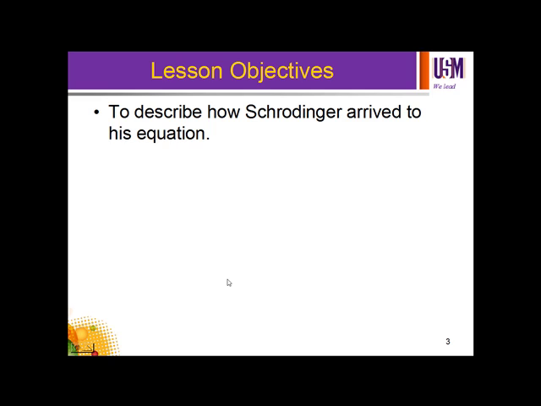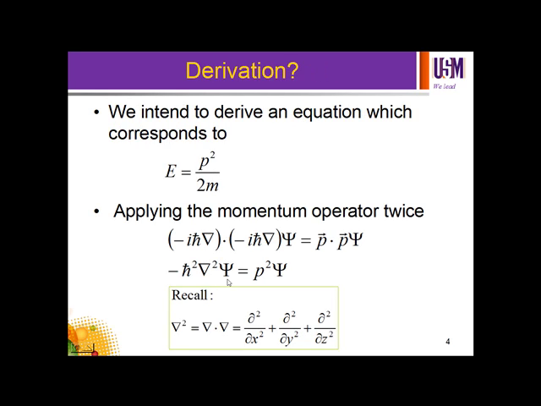So the objective of this lesson is that we hope the student will be able to describe how Schrodinger arrived at his equation, or how he came to bring out the equation which bore his name, the Schrodinger equation. So again, derivation, question mark there, is it really derivation? I'll let you judge later after this segment.